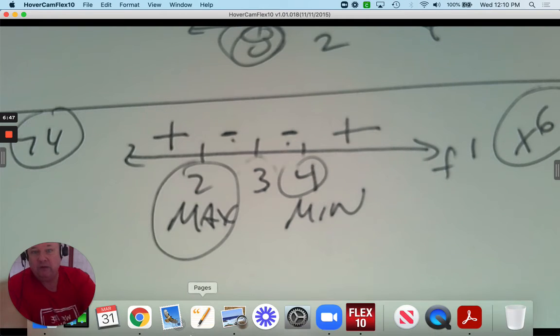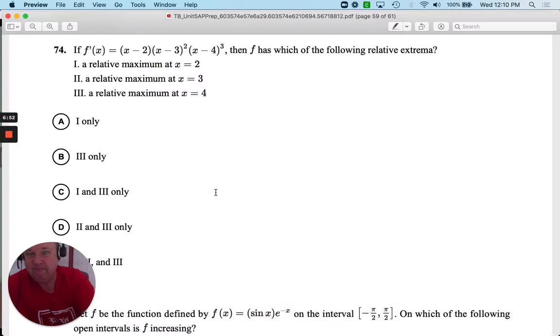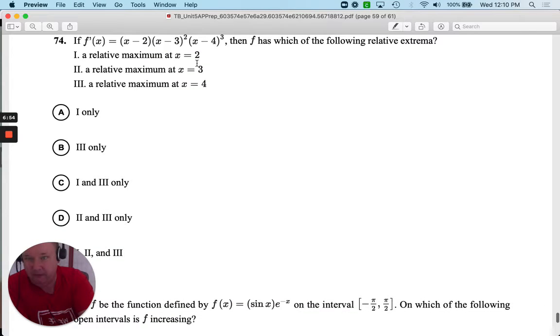So now let's look to see which ones could match that. At 2, there's a maximum, and at 4, there's a minimum. So the only one I see that's right is the first one, that at 2, there's a maximum. So the answer to number 74 is A.